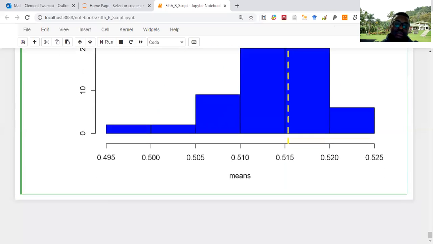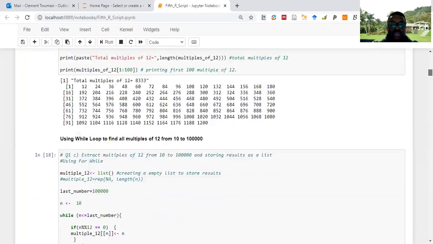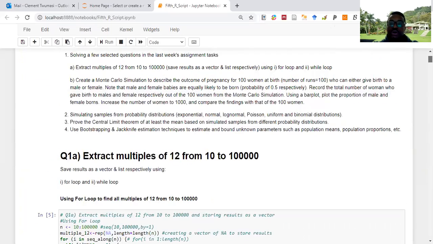All right. So this basically brings us to the end of today's class. For today's class, what we basically did was, first of all, solve some previous questions from last week. So we did a little bit of Monte Carlo estimation, trying to determine the occurrence of birth.